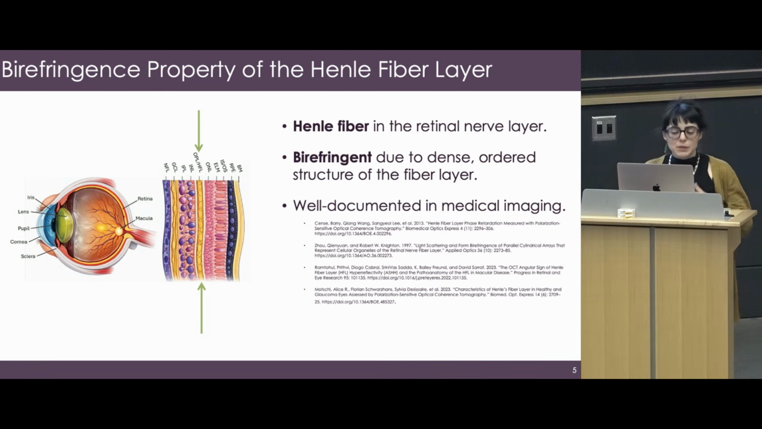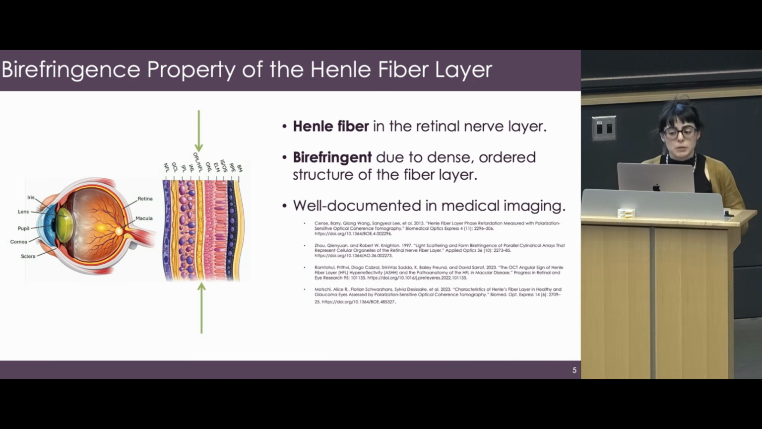Recent works have actually looked into using polarization to enhance eye tracking features. A lot of these works focus on the inherent polarization properties of things outside of your eye, such as the iris and the cornea. However, our work will only focus on the Henle fiber layer. The Henle fiber layer is located at the very back of your eye at the retina. You have a very nice little sandwich of collagen fibers, and the Henle fiber layer has a birefringent property just due to its very dense and ordered structure.